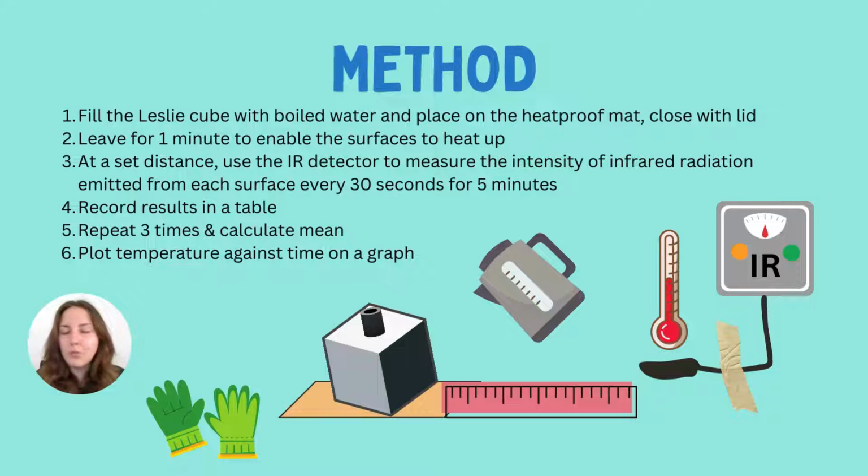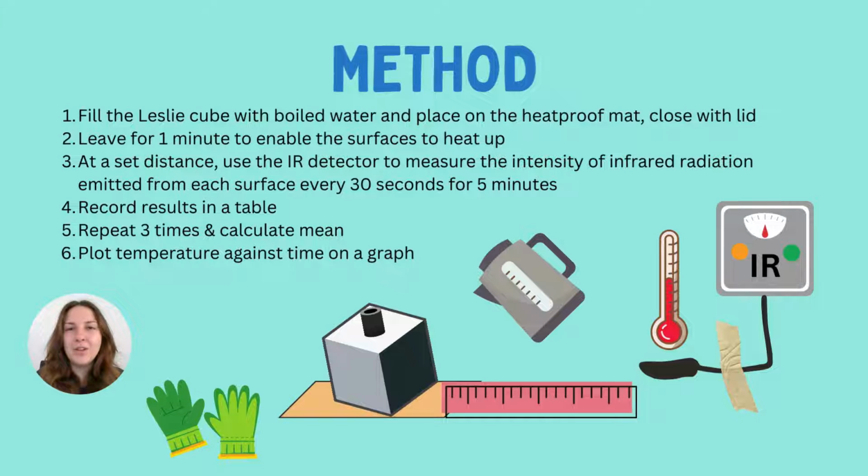If you want to be super accurate and you want that control variable to be perfect, you can obviously pour out the boiled water into a measuring cylinder to ensure the same volume. Just be very careful, obviously, as it is boiled water. If you're touching the Leslie cube filled with hot water, it would be worth using heatproof gloves as well. You can use goggles, like I said, it's up to you. I always recommend goggles. If in doubt, just go with goggles.